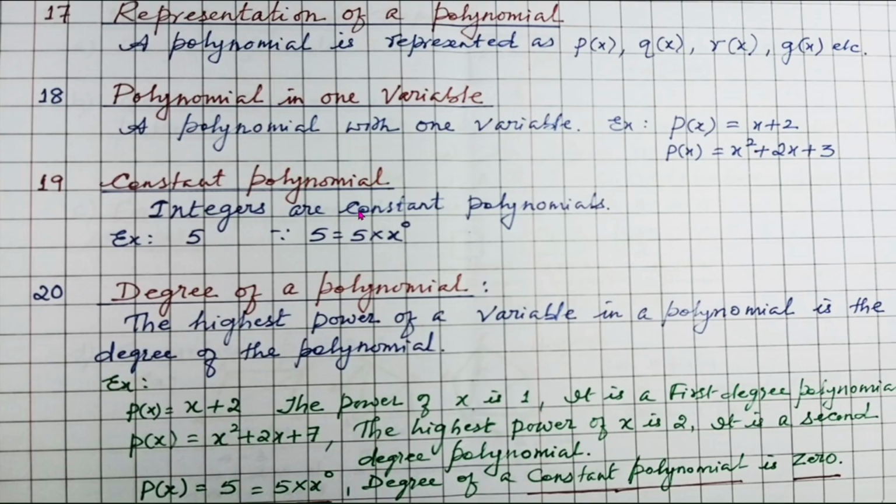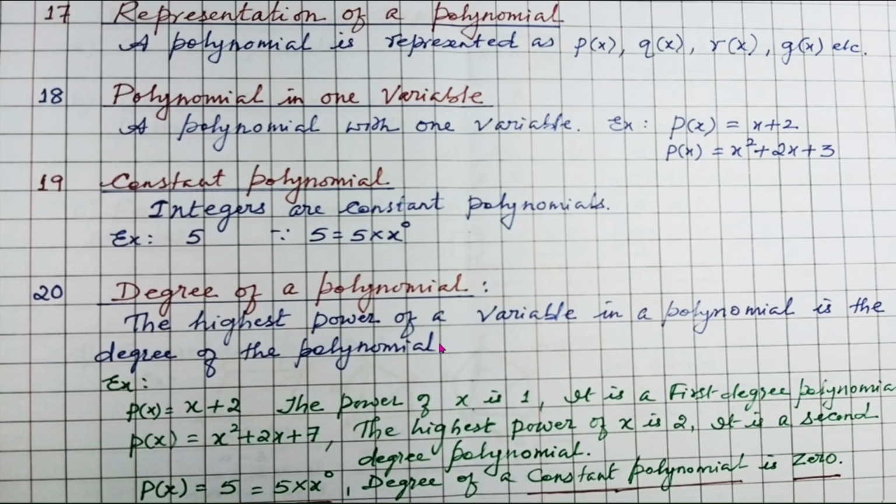Now constant polynomial. If you take a number 5, it is an integer, but 5 can be written as 5 into x raised to 0, because x raised to 0 is 1, and therefore 5 can be expressed as a polynomial 5 into x raised to 0, and therefore integers are called constant polynomials. Remember that. Now an integer is also a polynomial because we can express it as 5 into x raised to 0, therefore integers are called constant polynomials.